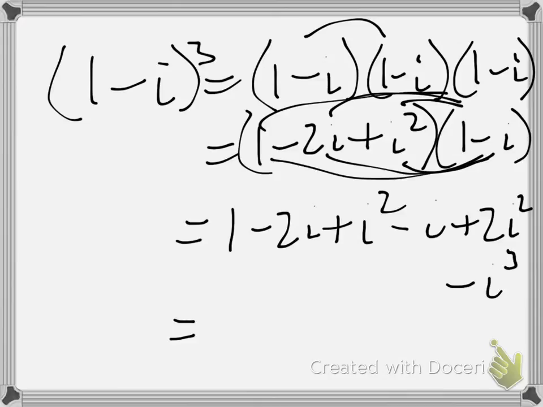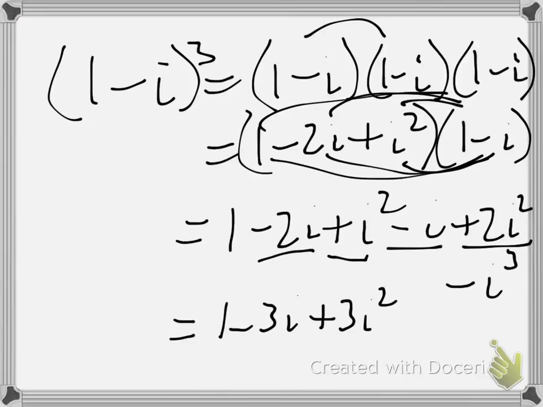Well, if you combine like terms, okay, you've got a 1, and that's really all you have for right now. Minus 2i minus i is minus 3i. i squared plus 2i squared is plus 3i squared, and then minus i to the third. So let's go to the next. Actually, we can do it down here. We still have a little bit of room.